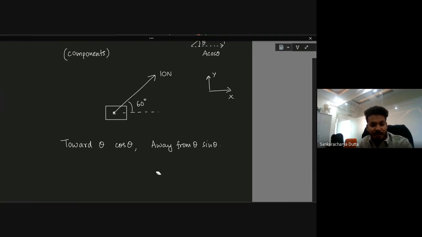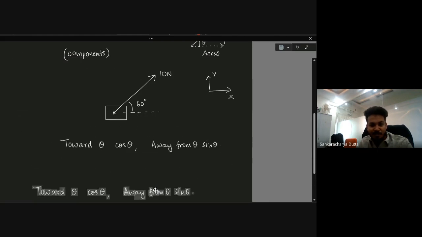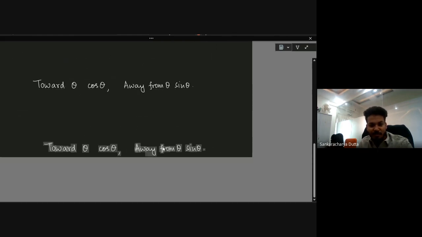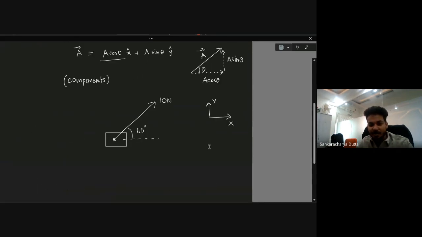Now, using this statement, I'm going to erase this. Should I erase this? No, I'm going to keep it for anyone who misses out. I'm going to put it at the bottom of the page. You won't find this in any standard text. This is something I came up with, so don't be like, sir, this is not in the book. It's just something that I used to remember.